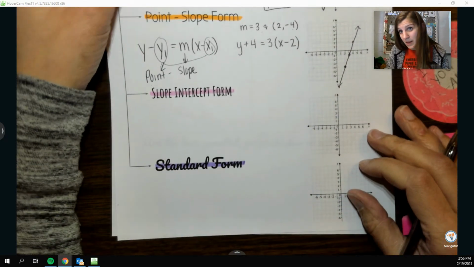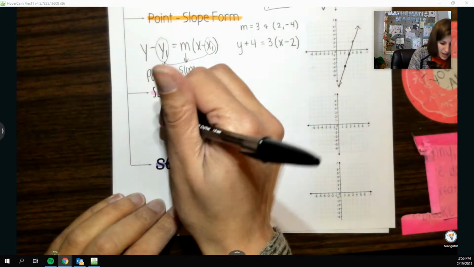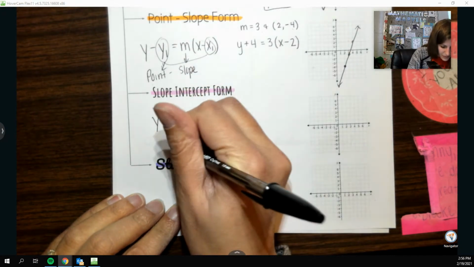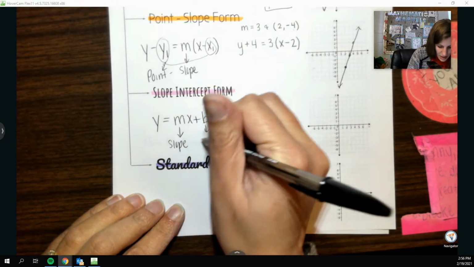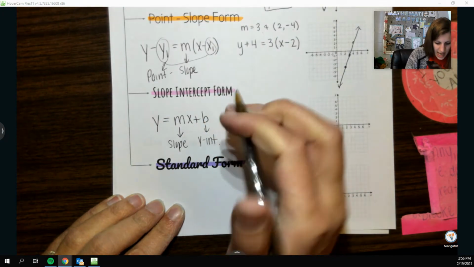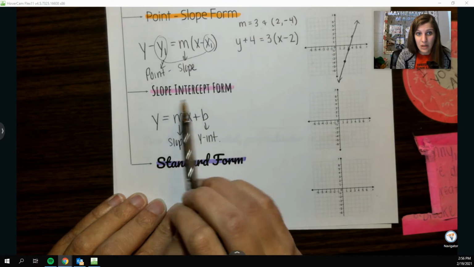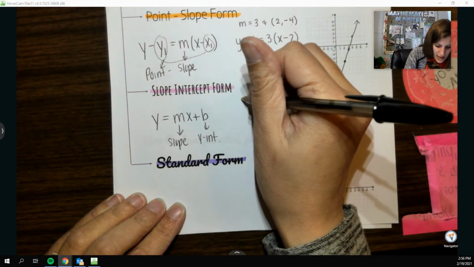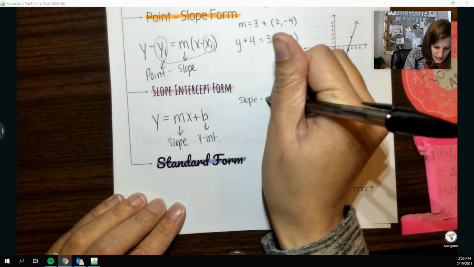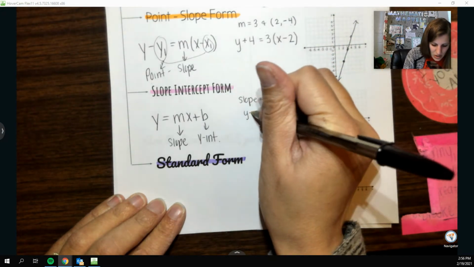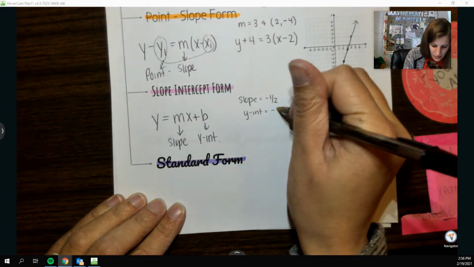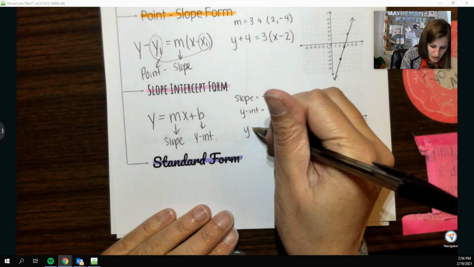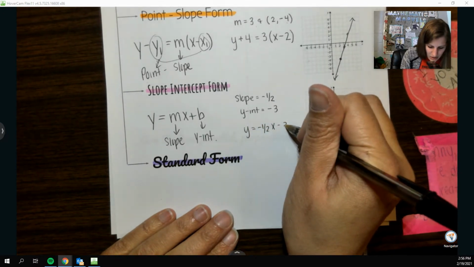Another form of a line, probably y'all's favorite, is slope-intercept form. That is y = mx + b, where m is your slope and b is your y-intercept. And that's why we call it slope-intercept form, because those are the numbers that you can see. So if you're real lucky and they tell you that the slope is negative 1/2 and the y-intercept is negative 3, you can just boop those numbers right into your equation. So you'll have y = -1/2 x - 3.